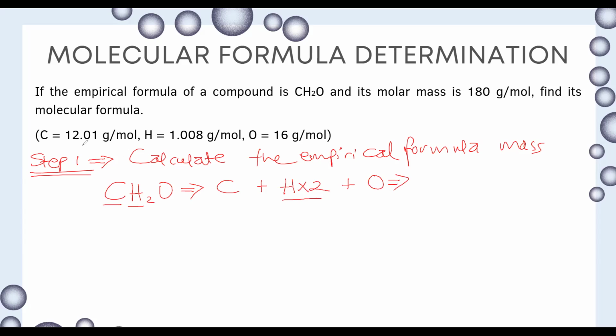So carbon has an atomic mass of 12.01. This becomes plus. Hydrogen has an atomic mass of 1.008 times 2, and then plus oxygen, which has an atomic mass of 16. Did you all get that step? Yes, sir. All right, so Nifemi, now I want you to calculate this arithmetic, 12.01 plus this, and tell me what the answer is. I'm waiting for your response, Nifemi.